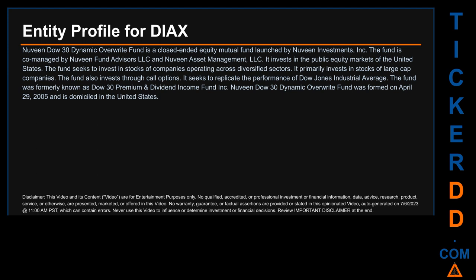It primarily invests in stocks of large-cap companies. The fund also invests through call options. It seeks to replicate the performance of Dow Jones Industrial Average. The fund was formerly known as Dow 30 Premium and Dividend Income Fund Inc. Nuveen Dow 30 Dynamic Overwrite Fund was formed on April 29, 2005 and is domiciled in the United States.